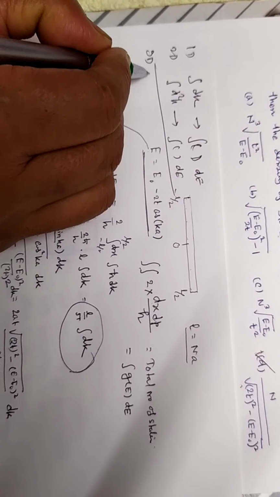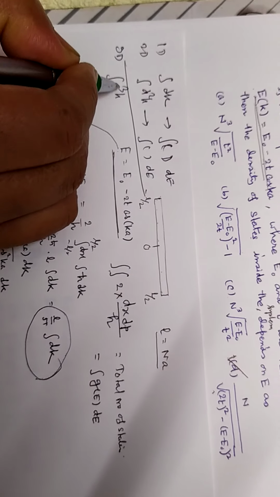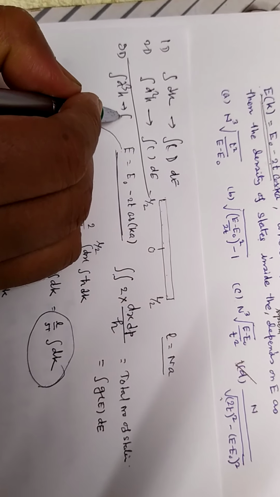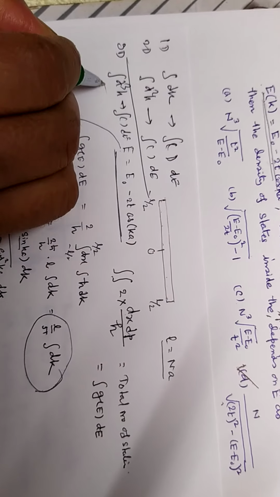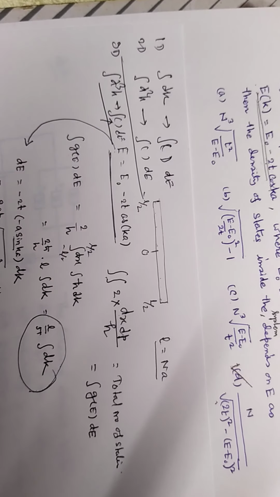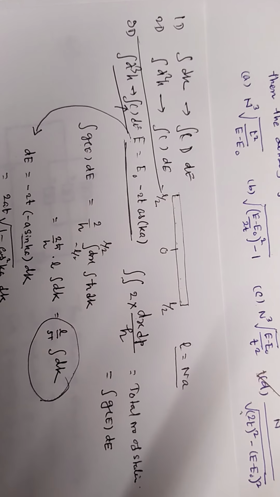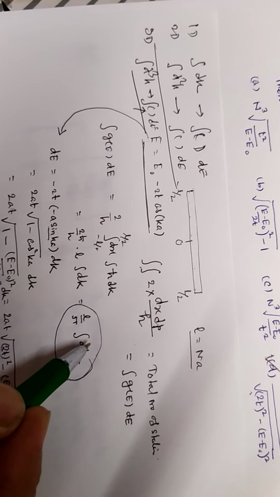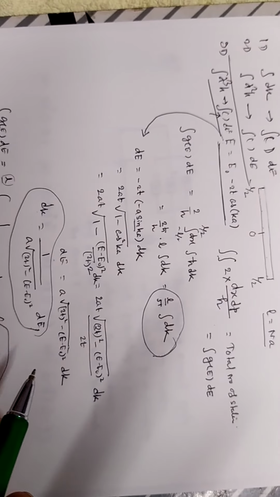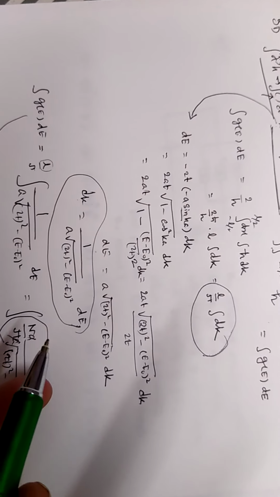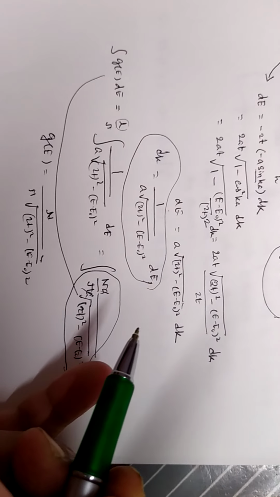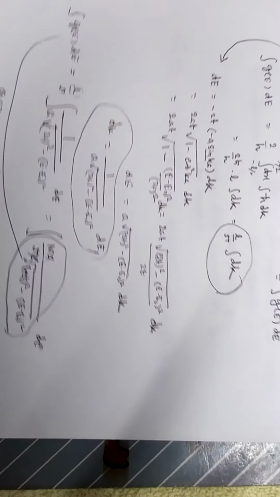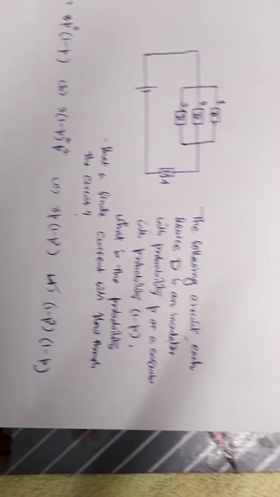In 3D, you just take the integration d cube k and express it in terms of something times dE, and then pick up the density of states. So while appearing in the exam, you should not do the entire calculation. You just take the integration dk and express it in terms of dE, and the factor that goes along with it is the density of states. Okay, the next problem that I'm going to talk about is this.